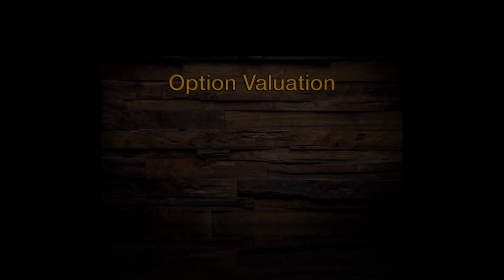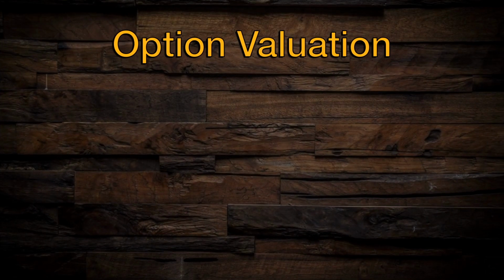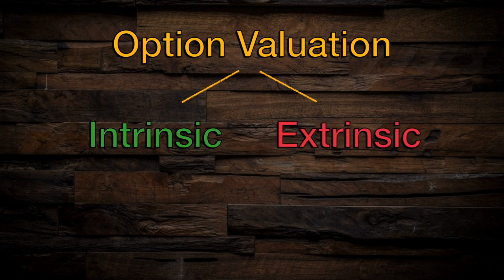In its simplest form, an option's value can be broken into two simple categories: intrinsic and extrinsic value. Earlier in this series, we talked about how an option can either be in the money or out of the money. Out of the money options cannot currently be exercised for a profit and do not have any intrinsic value. So all of their value has to come from extrinsic sources. In the money options, on the other hand, have both intrinsic and extrinsic value.